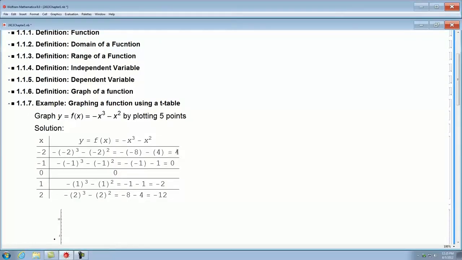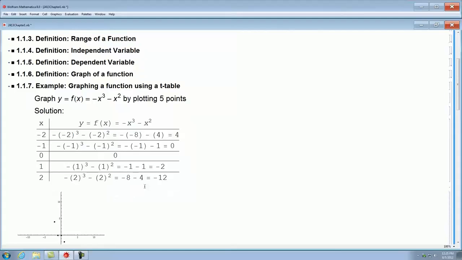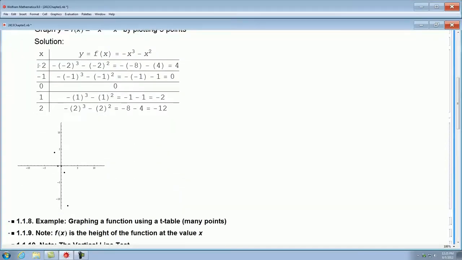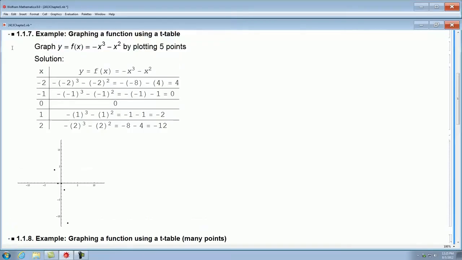-2, you evaluate, you get 4. If you plug in -1, you get 0. If you plug in 0 into this, you get 0. If you plug in 1, you get -2. And if you plug in 2, you get 12. So what you do is you plot all these ordered pairs, like -2, 4. You would go to the left 2, and up 4. Boom. Plot that point. If you do all 5 of these points, you get these points on the graph. So that gives you some idea of what the function looks like.